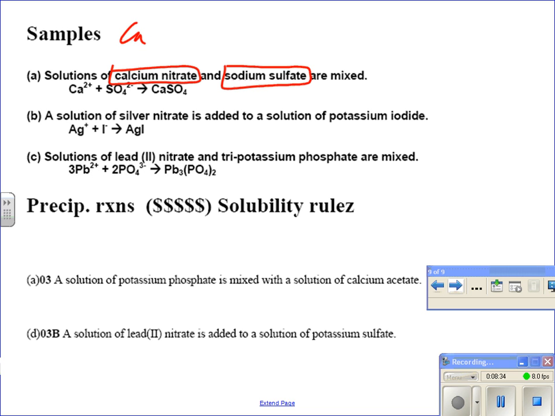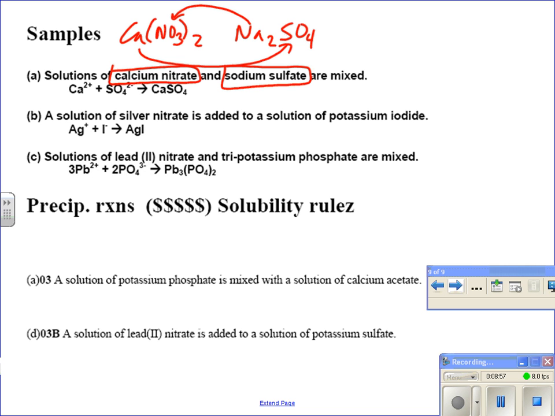Well, if you write it out, calcium nitrate looks like this, and sodium sulfate looks like this. What's going to happen is you're going to switch places. So when you're switching places, the sodium is going to go with the nitrate, and calcium is going to go with the sulfate. You have to figure out which one is going to be insoluble. In AP, one of them has to be insoluble.